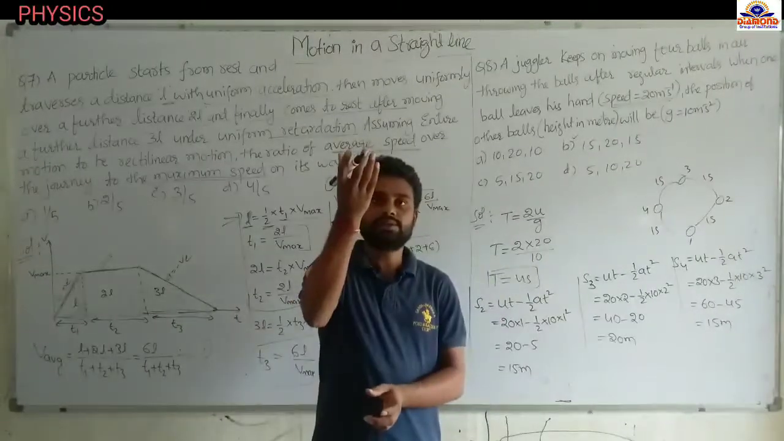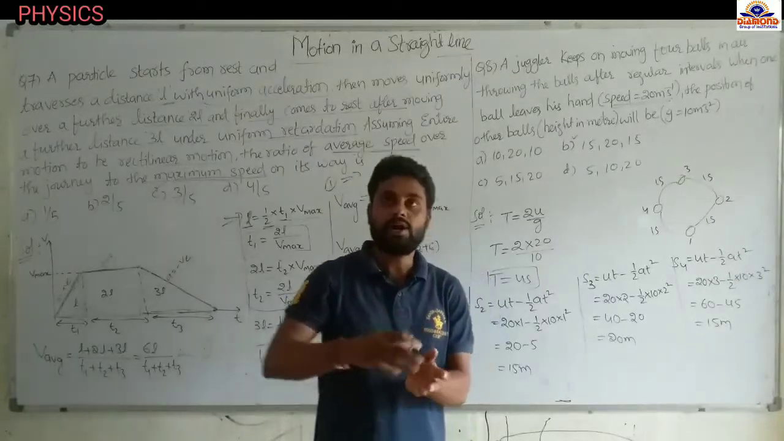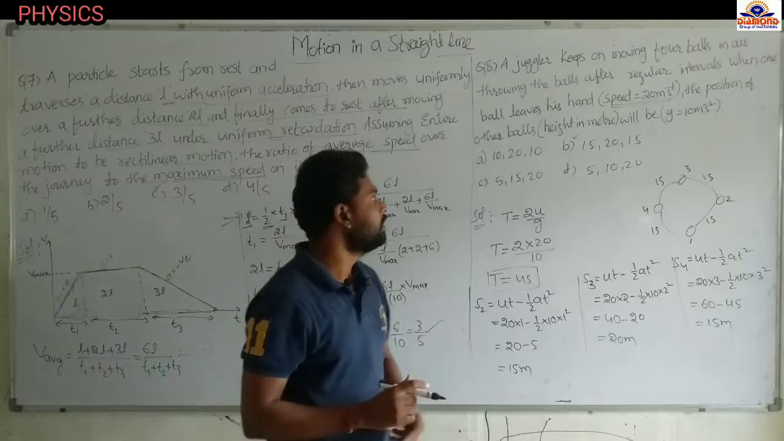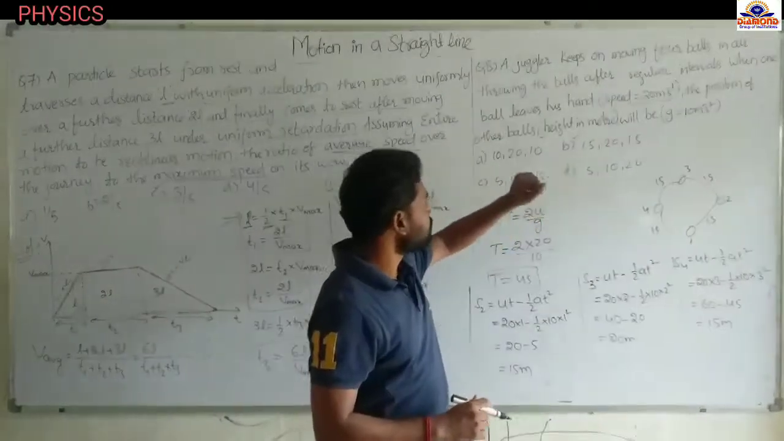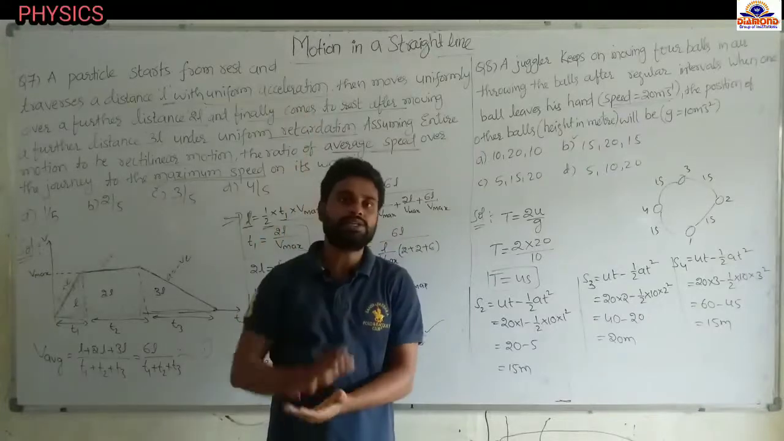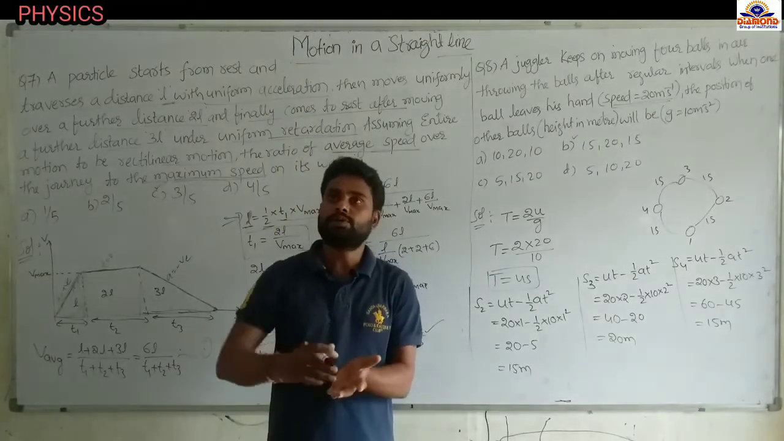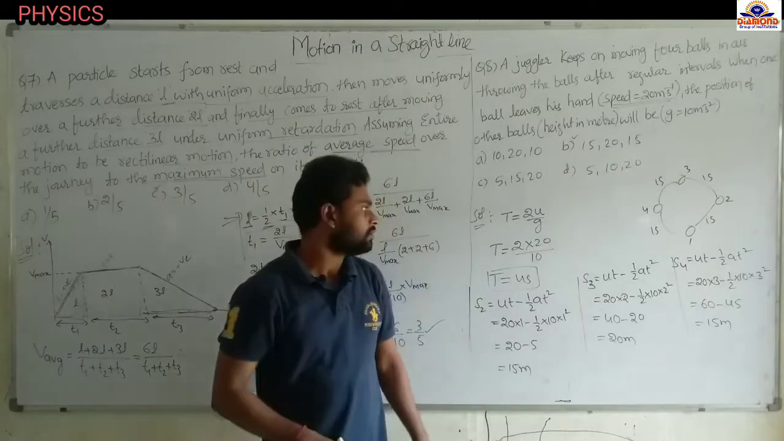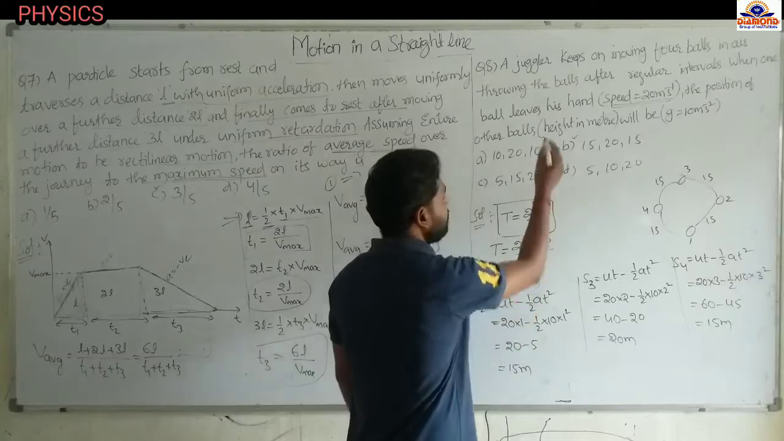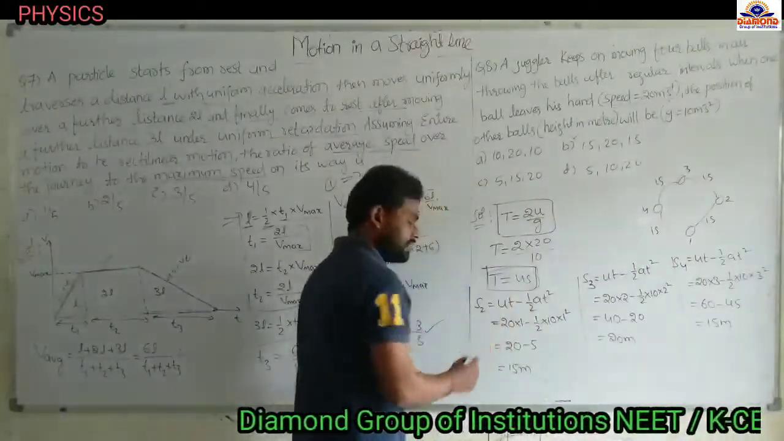So the first ball is thrown, reaches the maximum height, and comes back to his hands. How much time does it take to reach his hands? That we have to find. The speed given is 20 meter per second. So we have to find the total time of flight. Total time of flight T equal to 2U by G. U is 20 meter per second, so the time period equals 4 seconds.